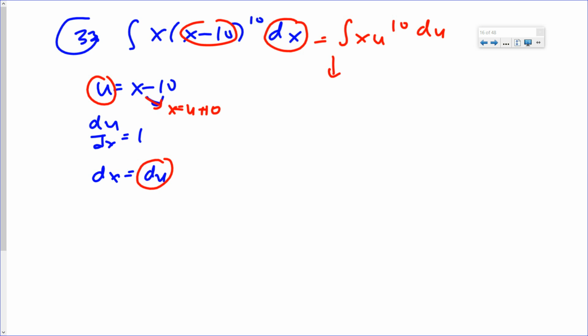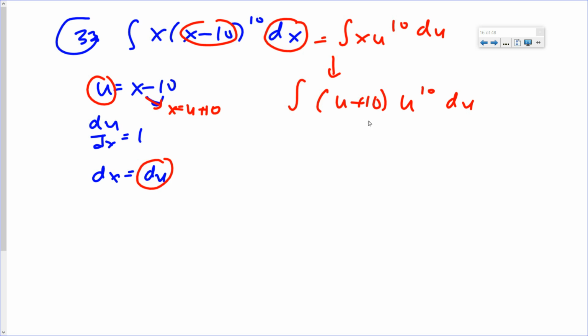So then you're going to go and replace this. So this is going to be u plus 10 times u to the 10th du. And maybe it'd be better if I don't put these in parentheses. It doesn't really matter, but it's a little bit more obvious after I do this. Okay, what's the product rule for integration?